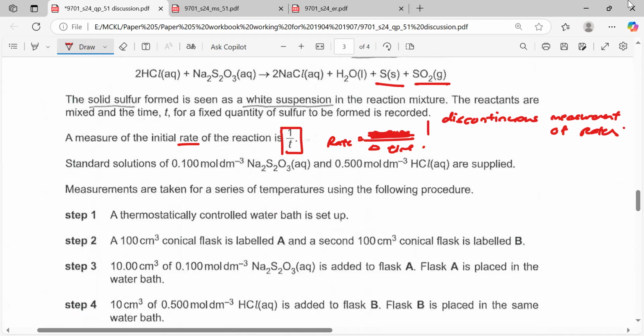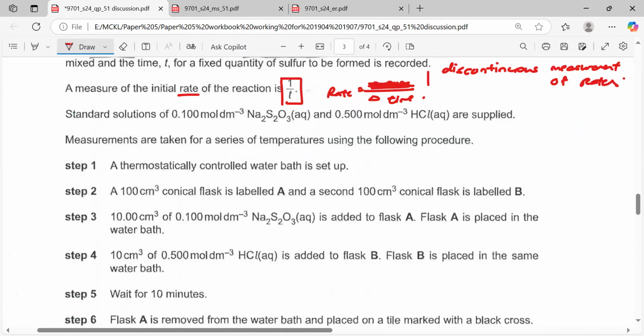Now, standard solutions of sodium thiosulfate and HCl are supplied. Measurements are taken for a series of temperatures using the following procedure. Number 1, a thermostatically controlled water bath is set up. That is to ensure the temperature is constant, because otherwise, if the temperature changes, then the rate will also change accordingly. Number 2, the 100 cm³ conical flask is labeled A, and a second 100 cm³ conical flask is B. So you have two conical flasks now.